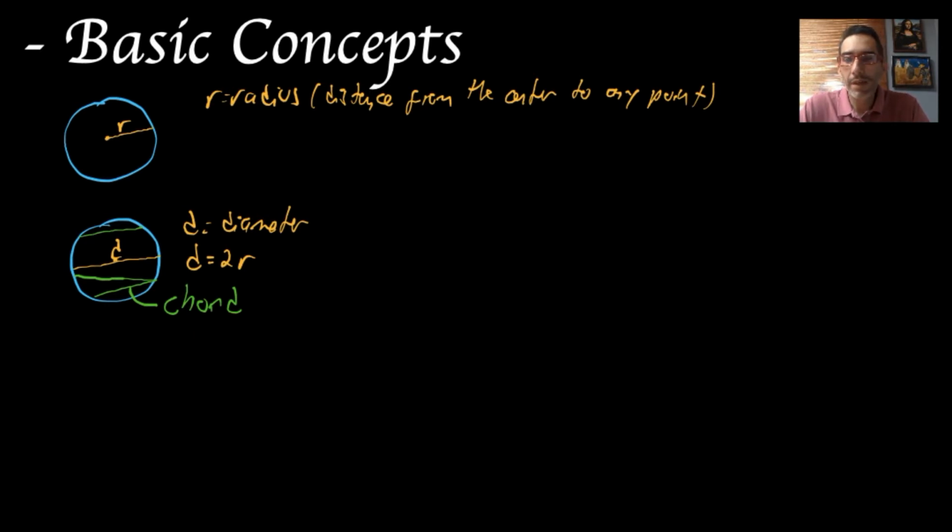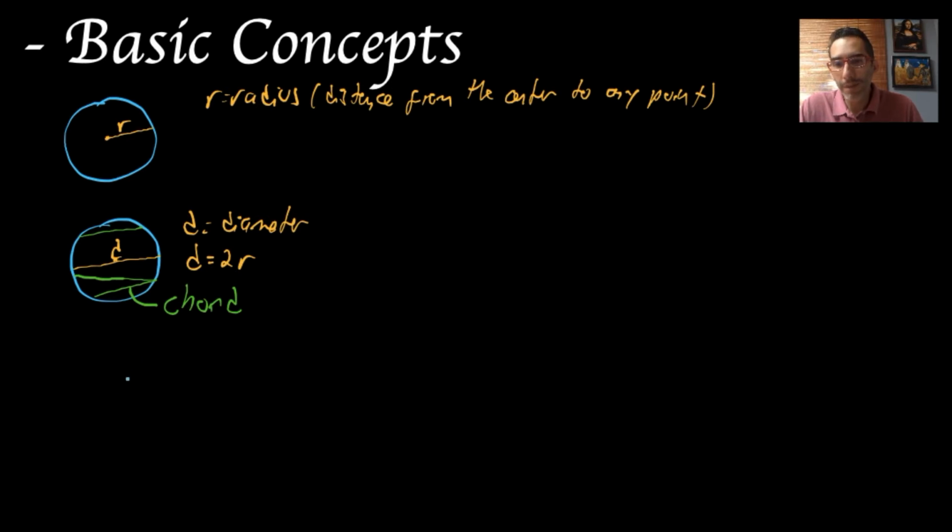So being very specific, the diameter is just a chord, it is the longest chord. So it is that segment of line that goes from one point to another point on the circle, going through the center of the same, all right? So keep that in mind.